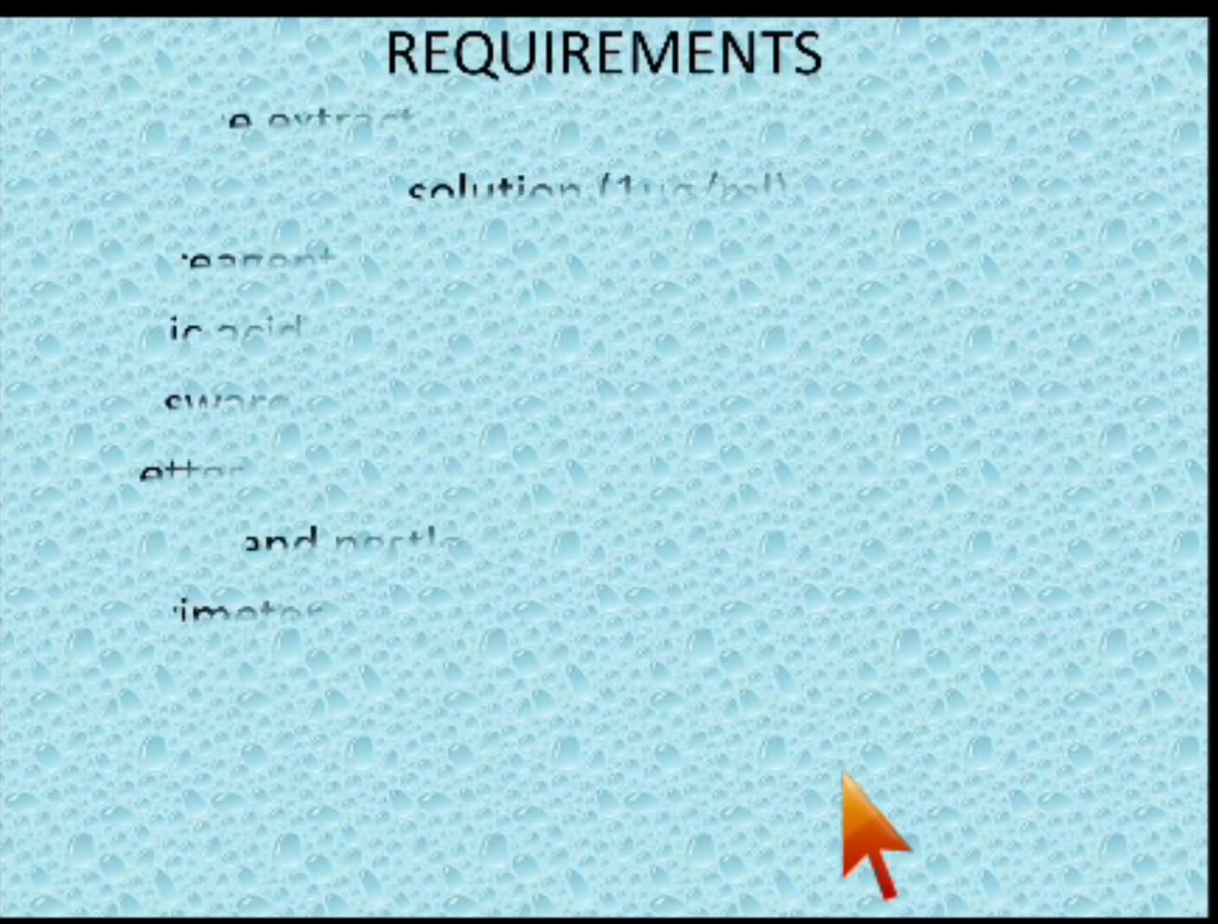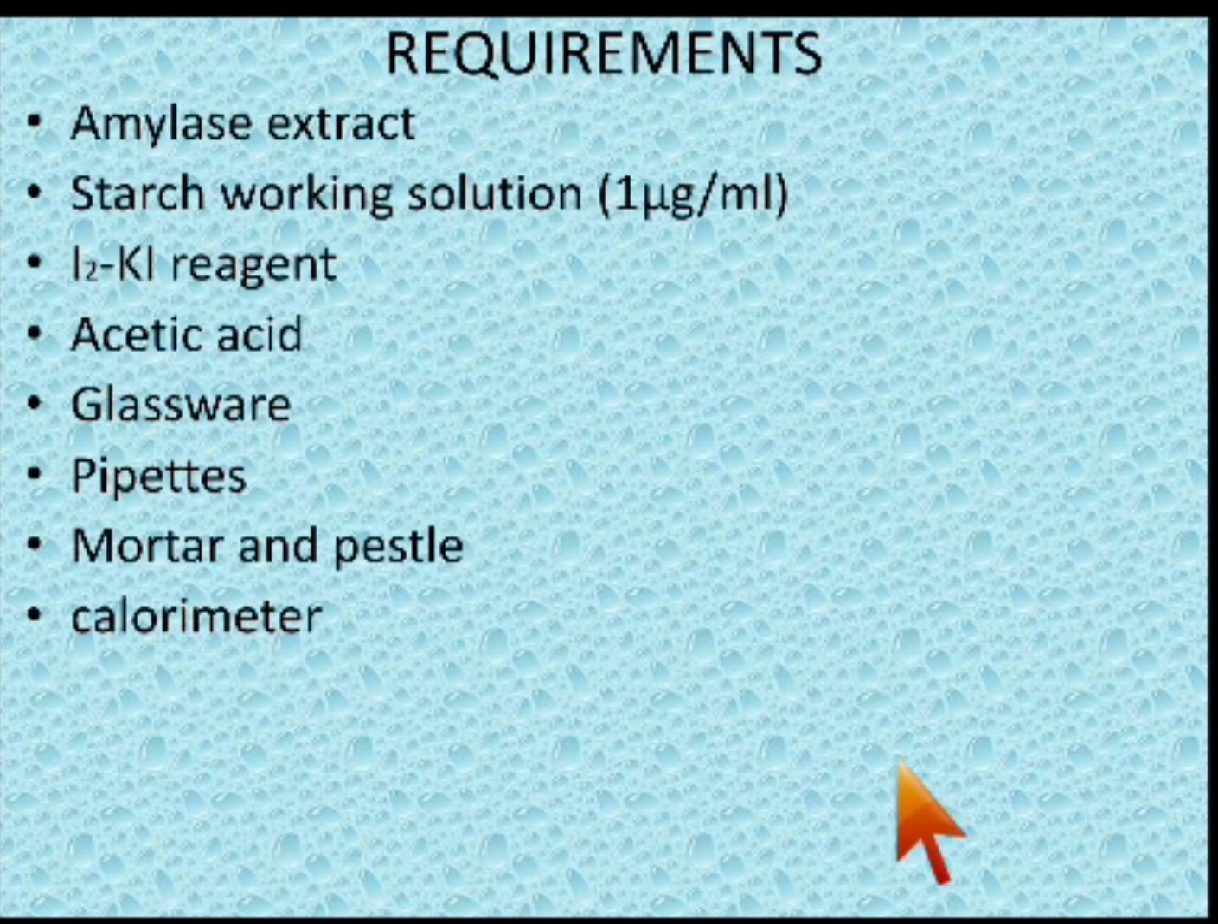So now coming to the requirements in this experiment, first we will need the amylase extract, the enzyme amylase. Then we have to prepare the amylase extract, and then we will be requiring starch solution. We are going to prepare this starch working solution at a concentration of 1 microgram per ml. And then we will also need the I2KI reagent.